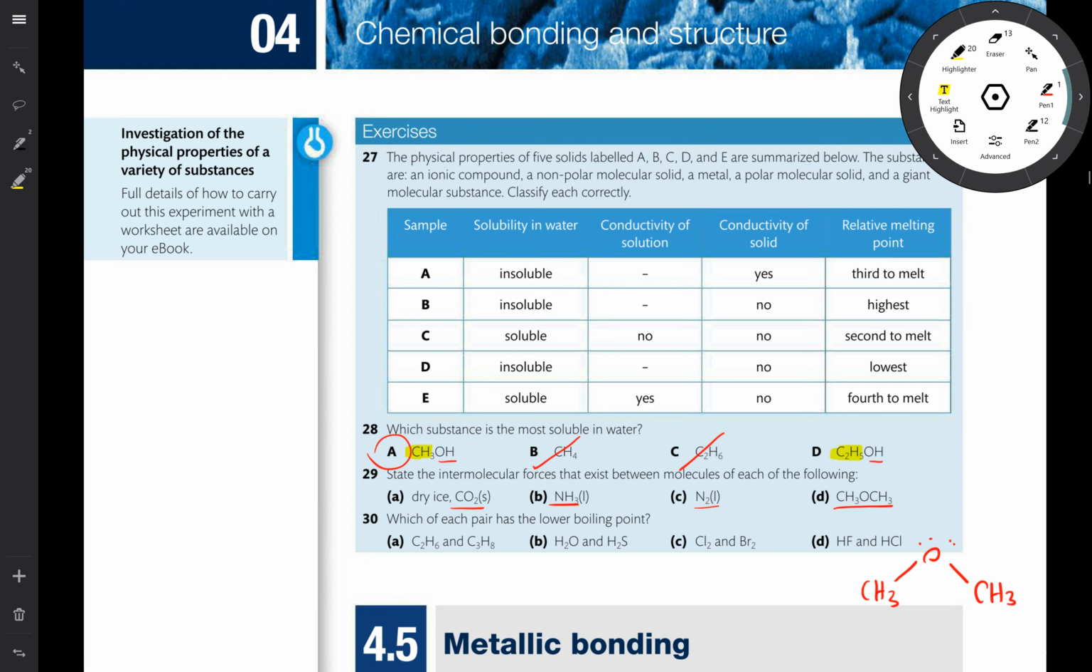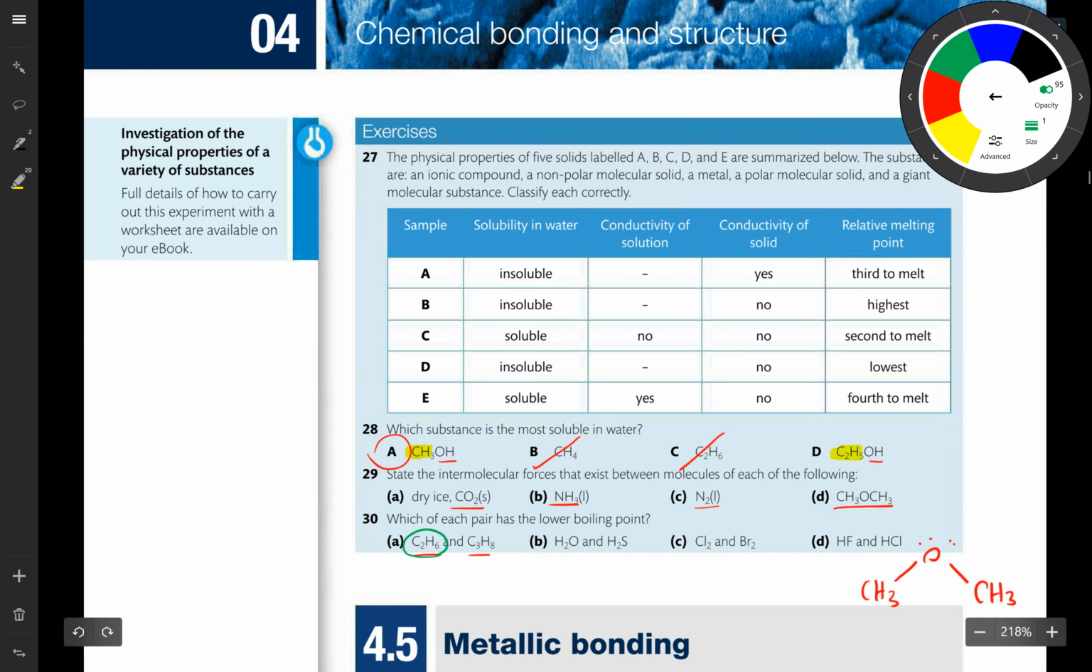And the last question, question 30, which of each pair has the lower boiling point? So for A, we are comparing between two hydrocarbons. The hydrocarbons are non-polar, so the only force of attraction between their molecules is London dispersion forces. And when the molecule becomes smaller, the London dispersion forces become weaker and the boiling point also becomes lower. That's why C2H6, which is a smaller molecule, has weaker London dispersion force and has lower boiling point.